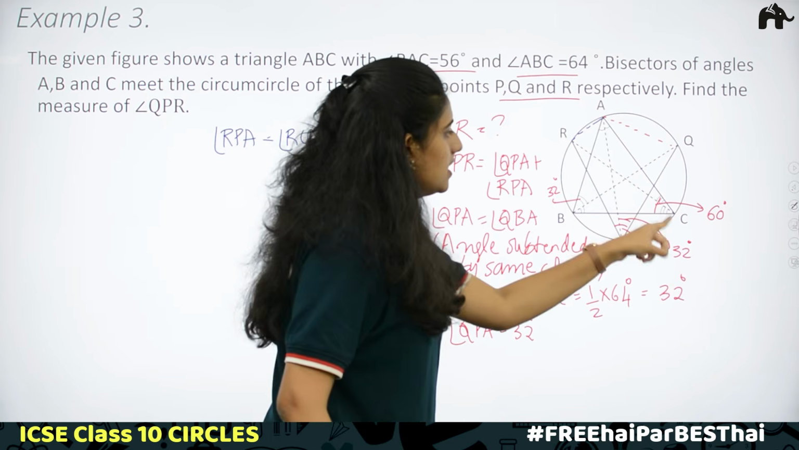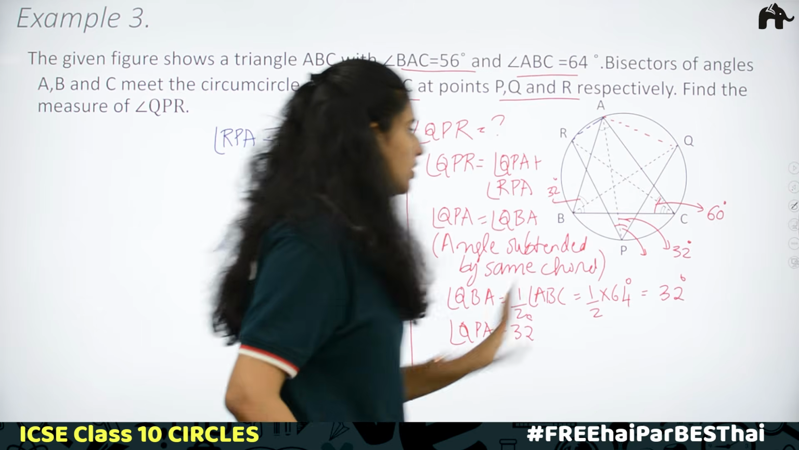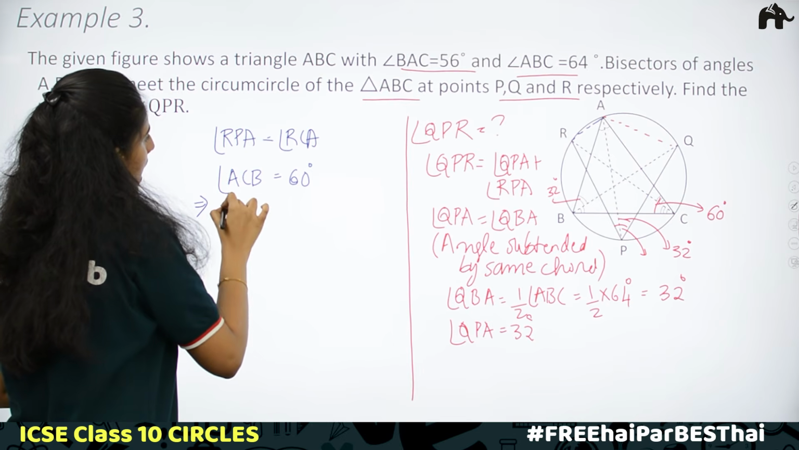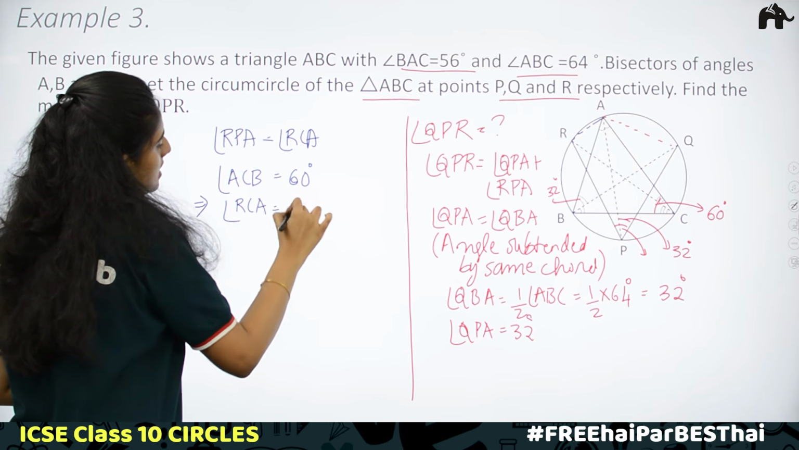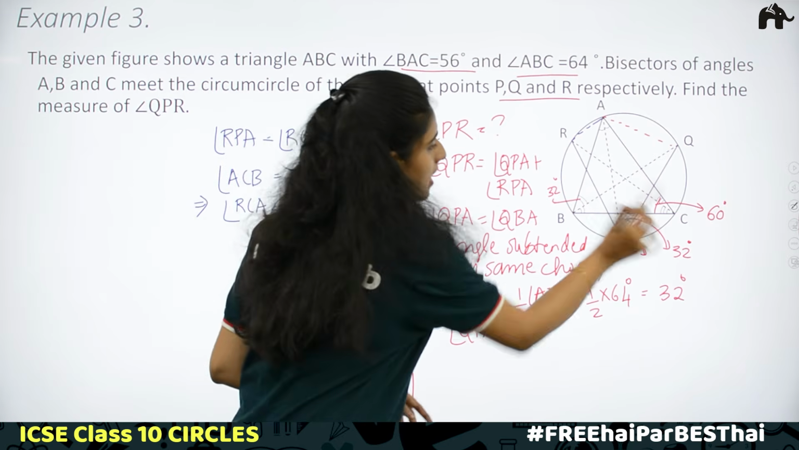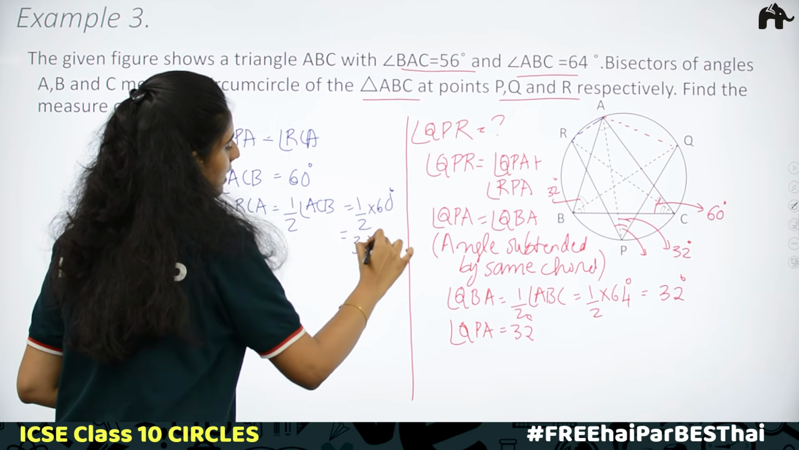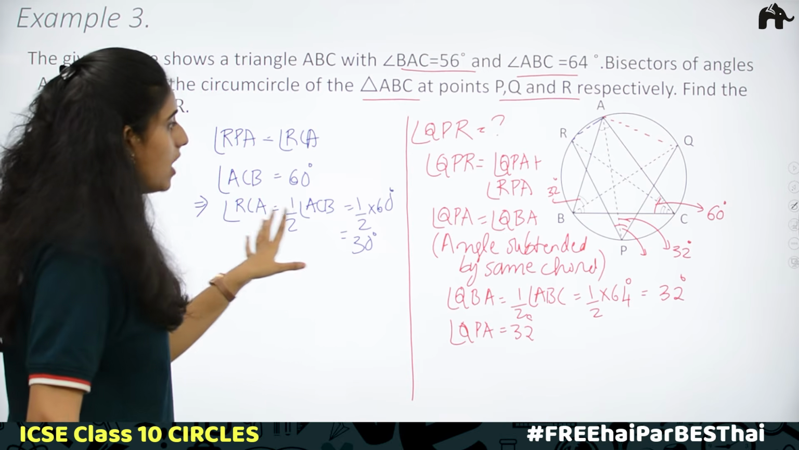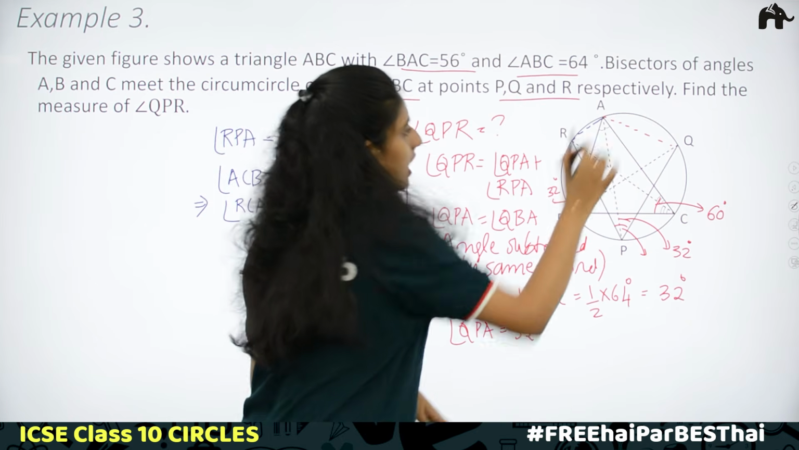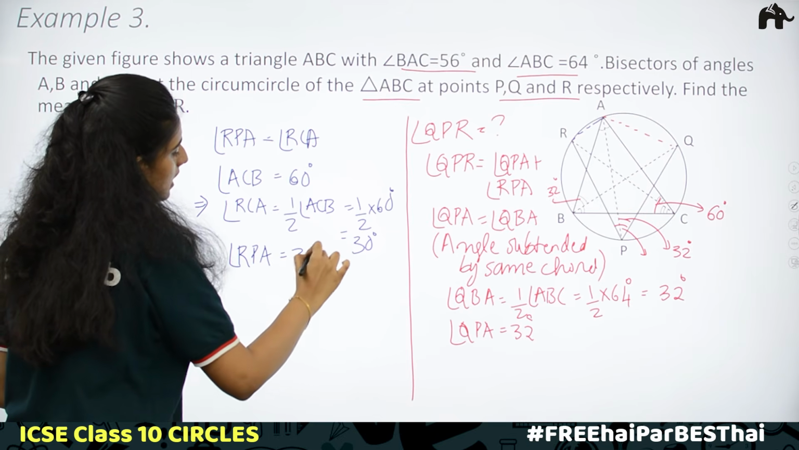Now, how to find RCA? Total angle ACB we have determined is equal to 60 degrees, which means angle RCA is half of angle ACB, since this angle is bisected by RC. Half of 60 degrees is equal to 30 degrees. 30 degrees is the measure of RCA. If RCA is 30 degrees, then RPA will also be equal to 30 degrees.